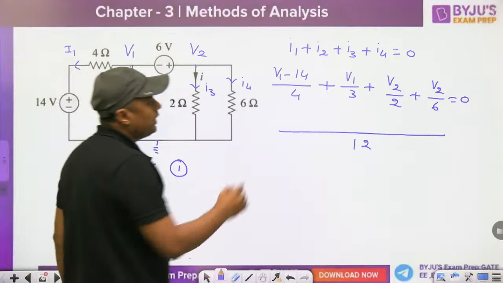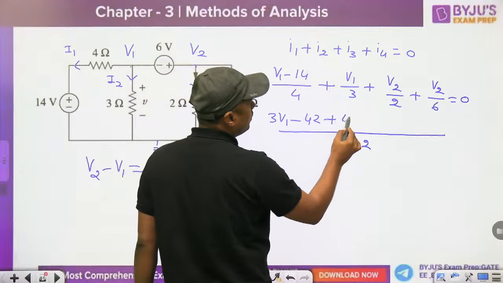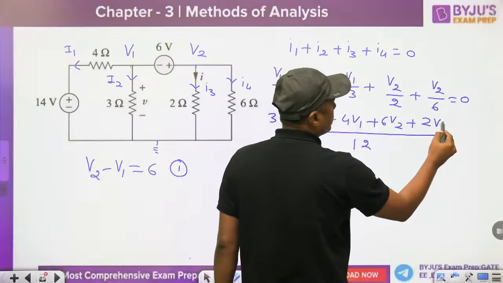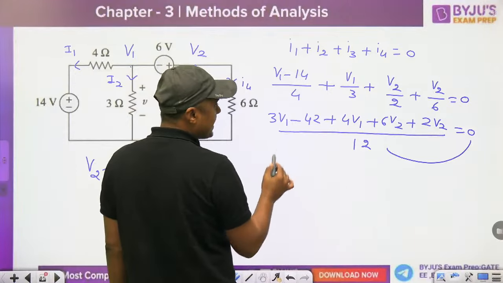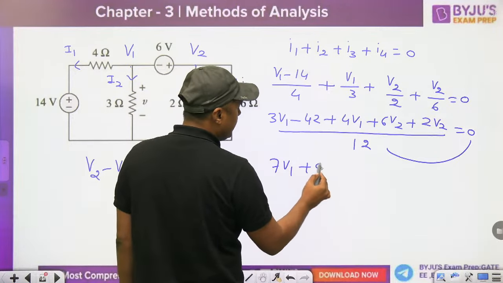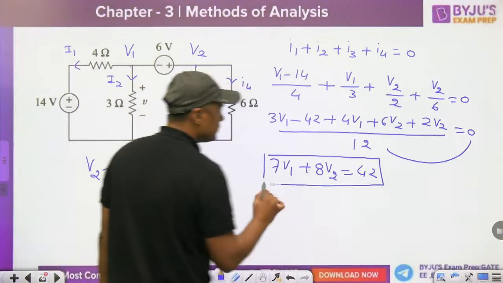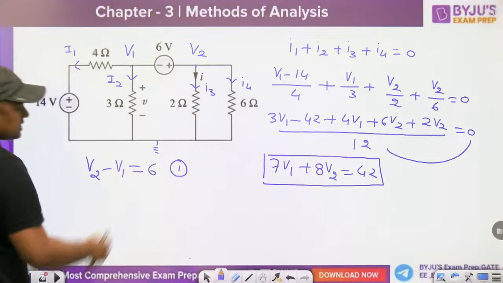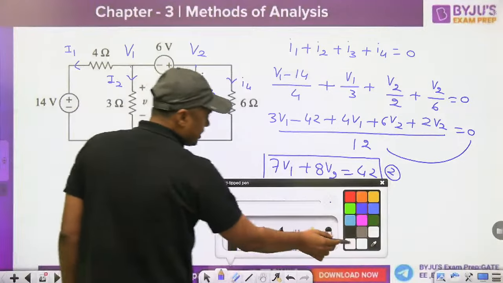Now it will become 3V1 minus 42 plus 4V1 plus 6V2 plus 2V2 is equal to 0. This becomes 7V1 plus 8V2 is equal to 42. That is the second equation. Now we want to solve this. This is the first equation, that is the second equation.